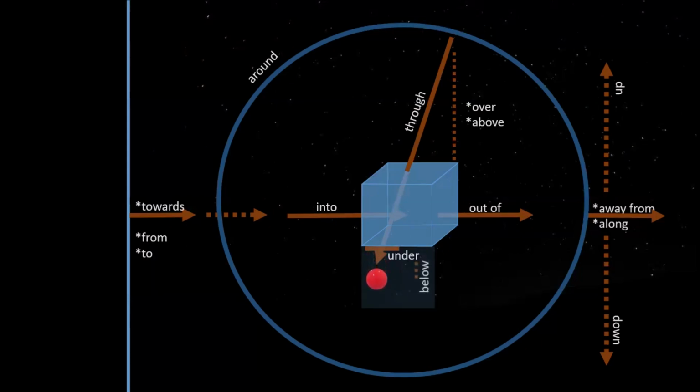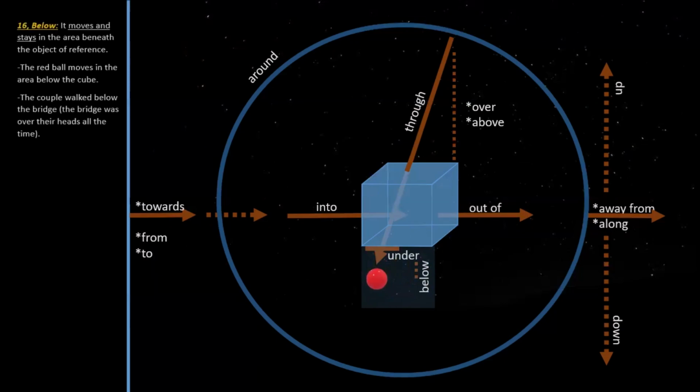Now having a space in between, you have below. Talking about this preposition of movement, you can define it as a movement or the direction that something has and stays in the area beneath another object of reference. As we were saying, the only object of reference in this case is the blue cube. You can say that the red ball moves in the area below the cube.